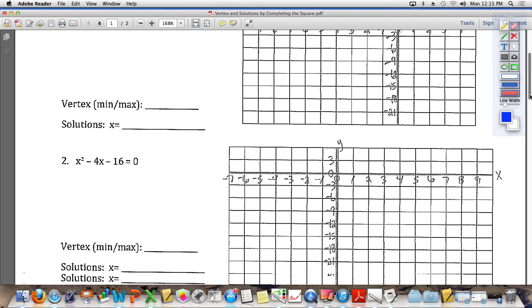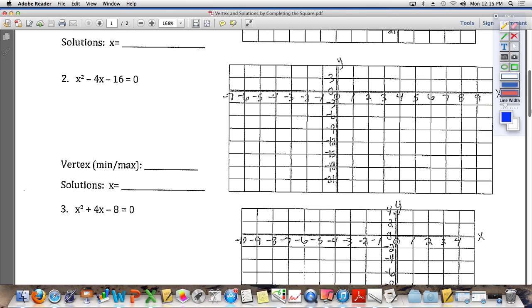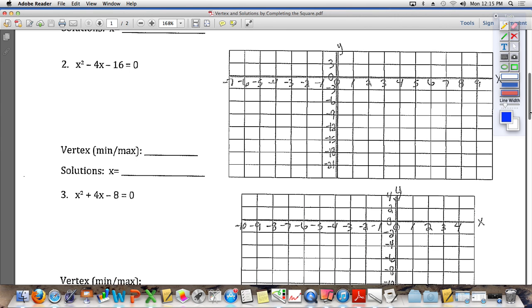So what I need you guys to do, first of all, is look at number 2. I would like to start with problem number 2. X squared minus 4x minus 16. By the way, if you have big handwriting, I would probably get out a scrap sheet of paper. There's lots of little writing and details that you need to have on your paper in order to do this the way that it should be done.